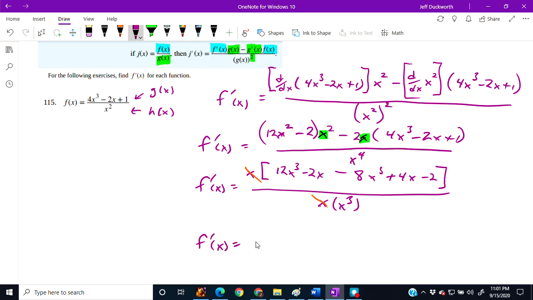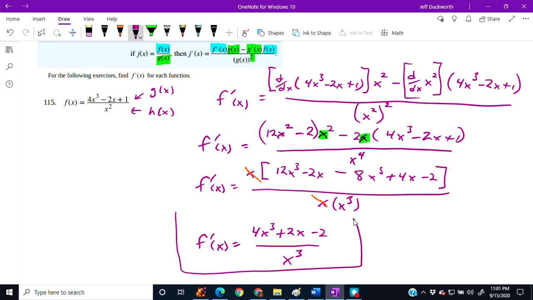So I've got 12 minus 8x cubed, which is 4x cubed. There's no squared, but I have a positive 4 and a negative 2x, which is plus 2x. And then there's that lone constant, minus 2. All over x cubed. And this would be our final answer for this quotient rule derivative.